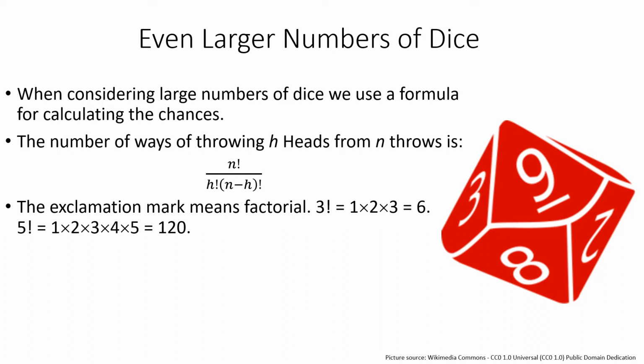And so just in case you've not met this idea before, that exclamation mark that I'm referring to as factorial, that means you multiply up all the integers starting from 1 up to that integer there. So 3 factorial is 1 times 2 times 3 equals 6.